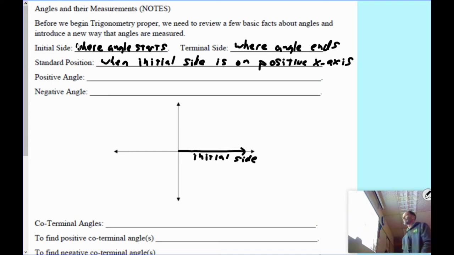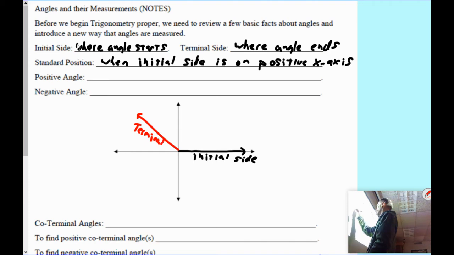Okay, and then the terminal side can be anywhere. I'm just going to kind of draw a random one up here because who cares where it is. That would be your terminal side. And they can be anywhere, okay?